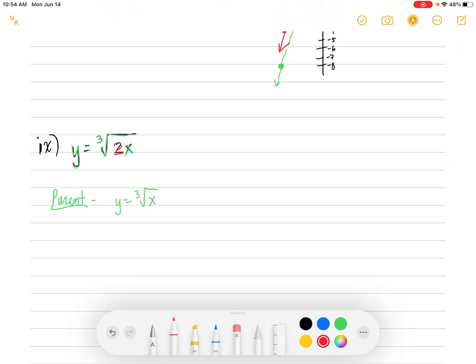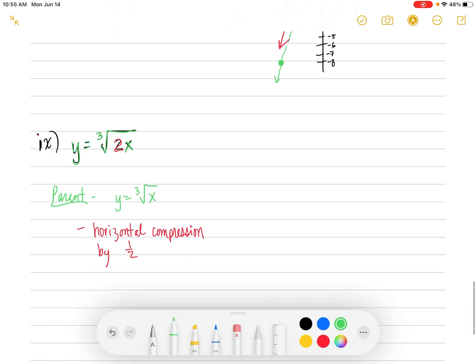And the 2 is inside of the house now. So that's not out in front of the house. That's inside of the house. That is a multiplication by 2, so that's going to be a horizontal compression by a factor of 1/2. So when it's inside of the house, it's a horizontal compression. And you multiply by the reciprocal of 2, which is a half. That means I'm going to multiply all my x-coordinates by 1/2 after I graph my parent.